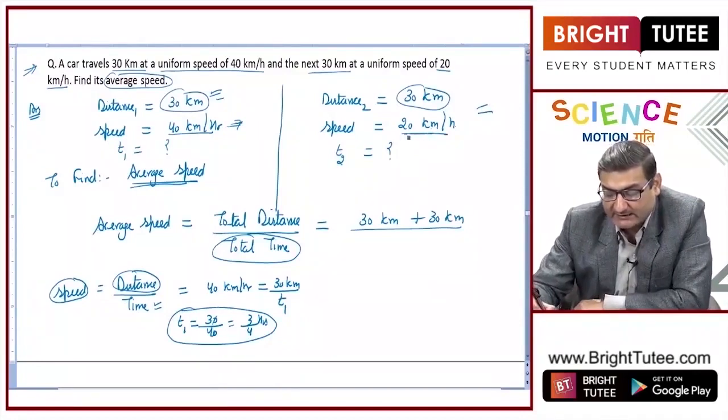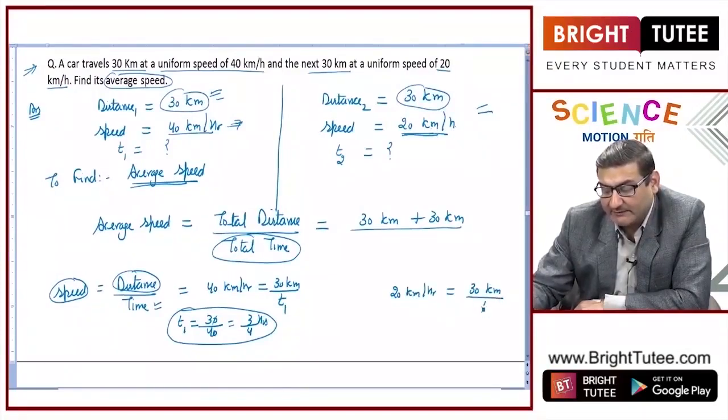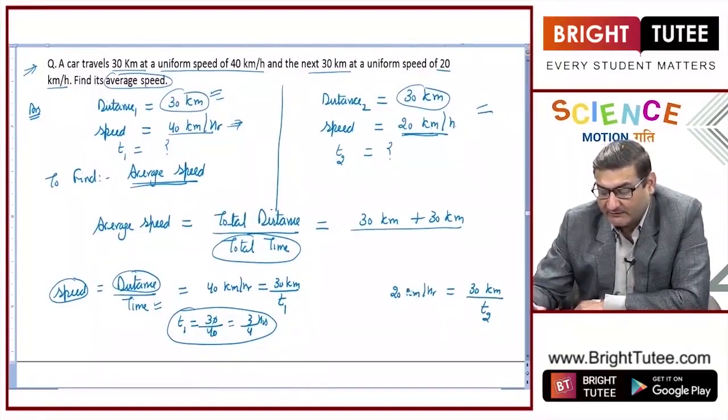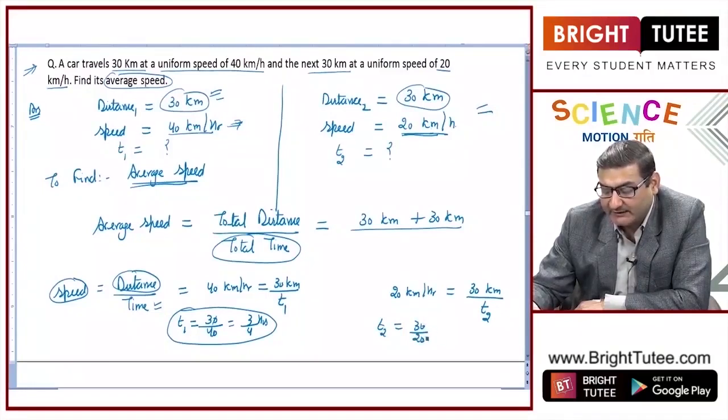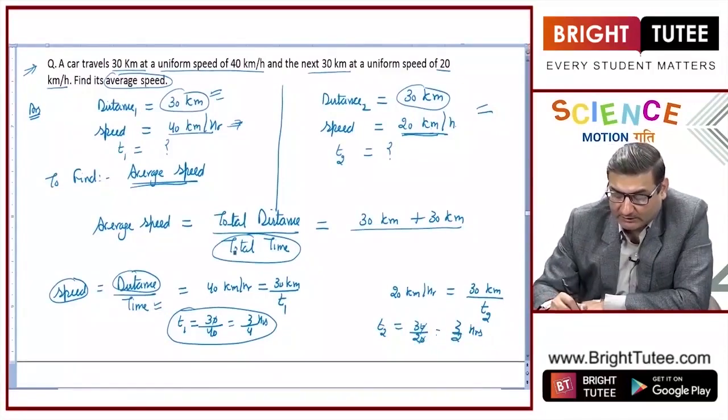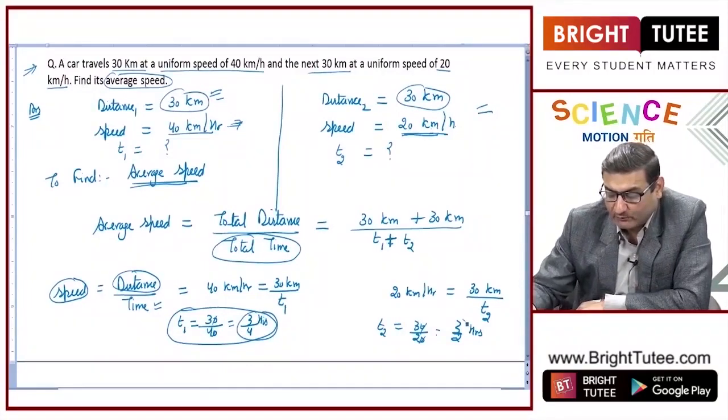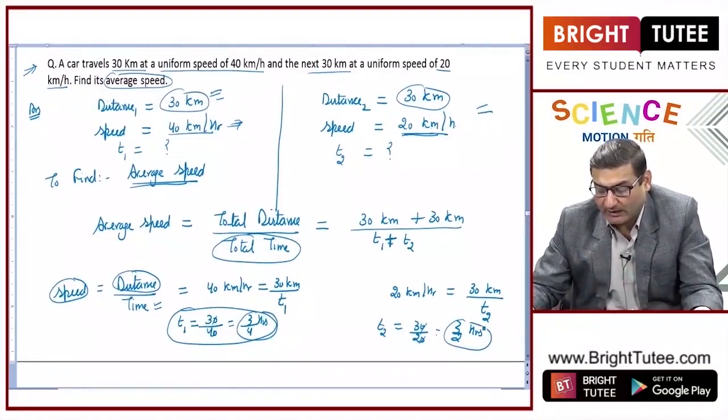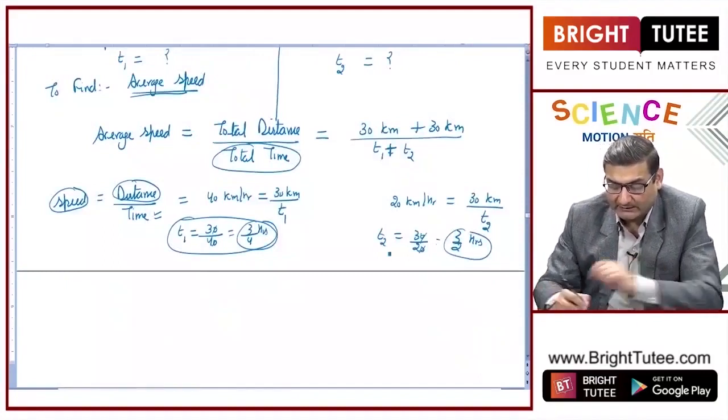Similarly, I will calculate T2 with the same formula, speed is equal to distance upon time. Now, the speed is 20 kilometers per hour, equal to distance 30 kilometers divided by time, let it be T2. Once again cross multiplying, I get T2 equal to 30 by 20, that is 3/2 hours. Now, the total time should be equal to T1 plus T2, right. T1 is 3/4 hours, T2 is 3/2 hours. So, I will calculate the total time.